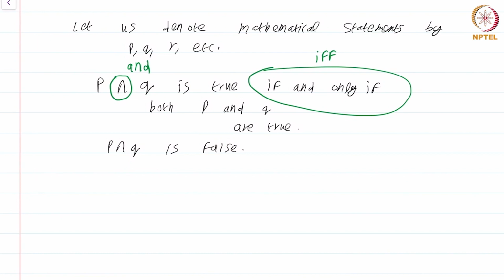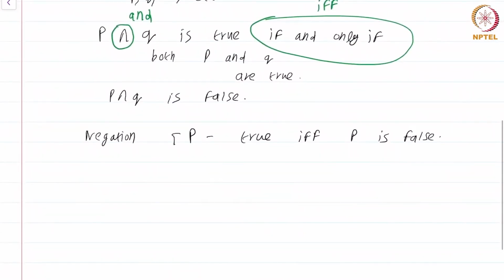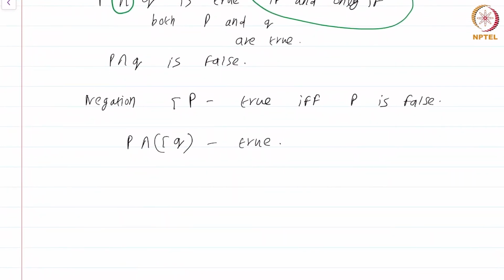Let the statement 6 is an even number be P, and let the statement 3 is the first prime number be Q. Then P and Q is false, because P is true, but Q, which asserts that 3 is the first prime number, is false. We would like to assert that P is true but Q is not true. We want to combine these two in an easy way. For that, we can use the negation, also denoted not P. This is true if and only if P is false.